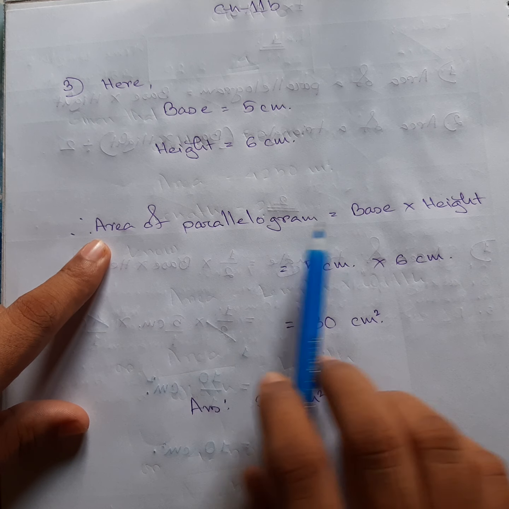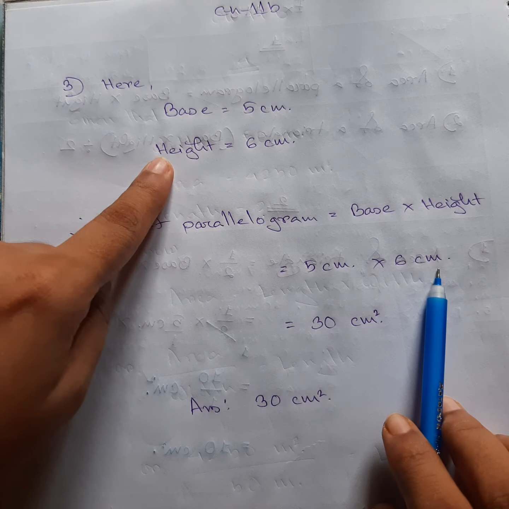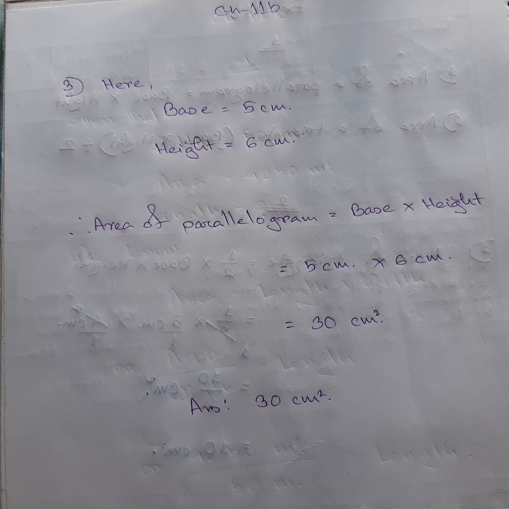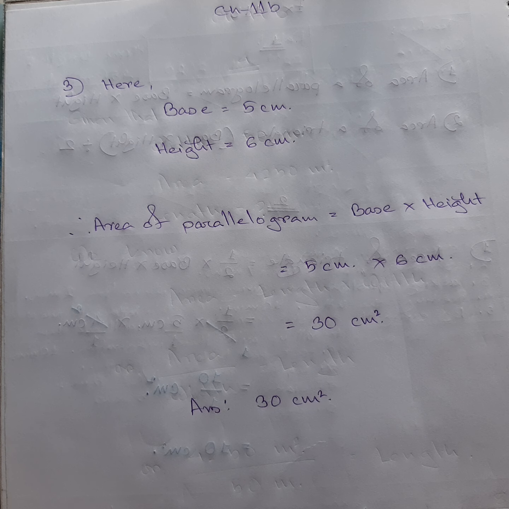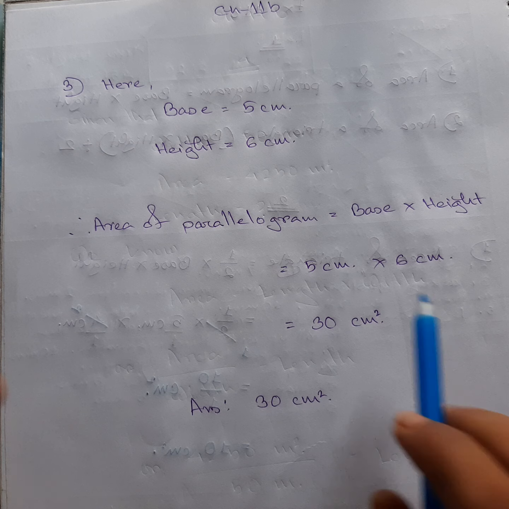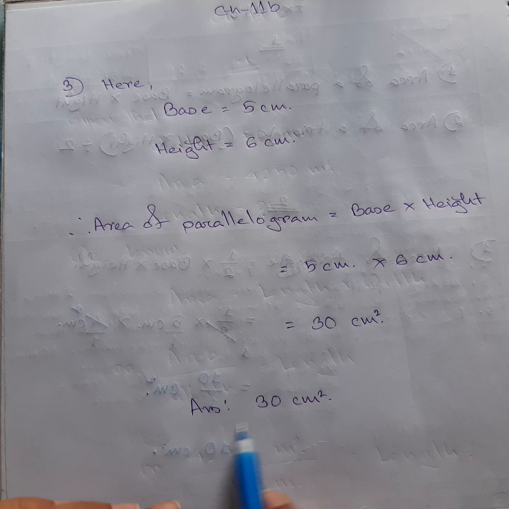Area of parallelogram is base into height. So base is 5 centimeter and the height is 6 centimeter, and all of us will know that 5 6s are 30. Okay, so you don't even have to do the rough, right? And centimeter into centimeter is centimeter square, square centimeter. So this is your answer. I'm just cutting it up here and we are going to move on to 4.